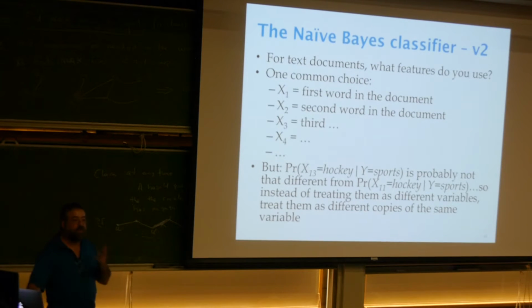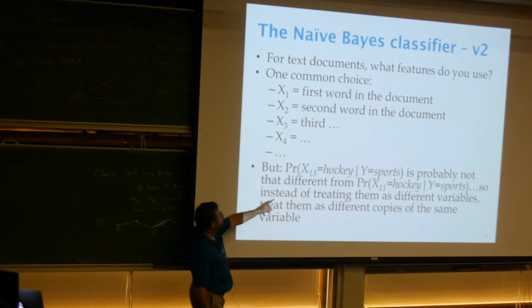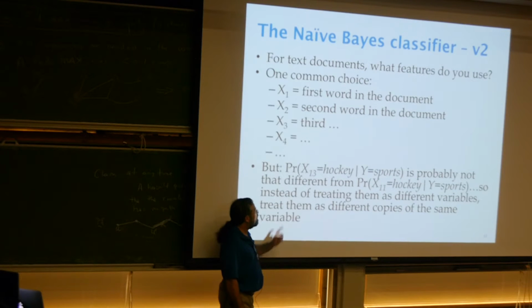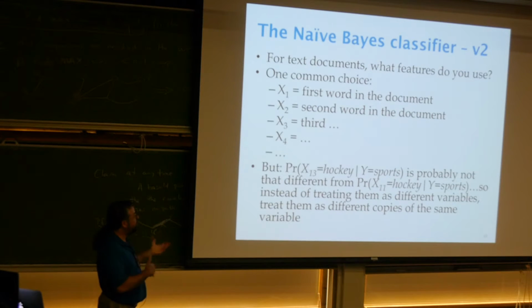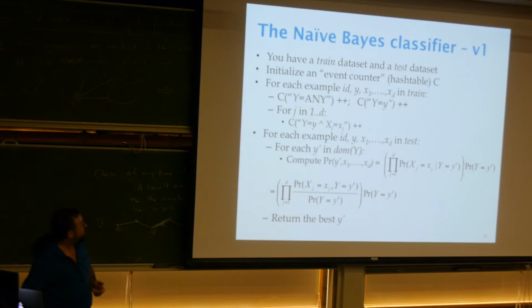So the problem we're going to be looking at in our first homework is text classification. A common choice of features could be, we've got n different features. So you could use the words in the document. So the first feature could be the first word, the second one could be the second word, and so forth. That's a bad choice because the probability of seeing the word hockey, given the label is sports, is probably not that different from the probability of seeing it in the 11th position, given the label is sports. So instead of treating them as different variables, you can treat them as copies of the same variable.